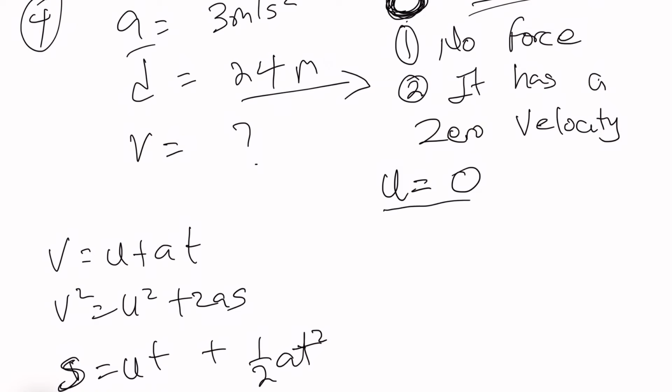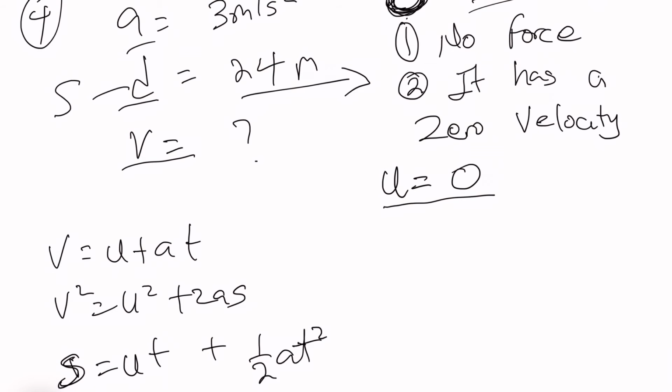We know our initial velocity is 0. We have distance, which is also s, and then a. So what formula do you think is best to solve this question? Because what we are looking for now is v. So I think I'll go for this formula because it has every parameter.